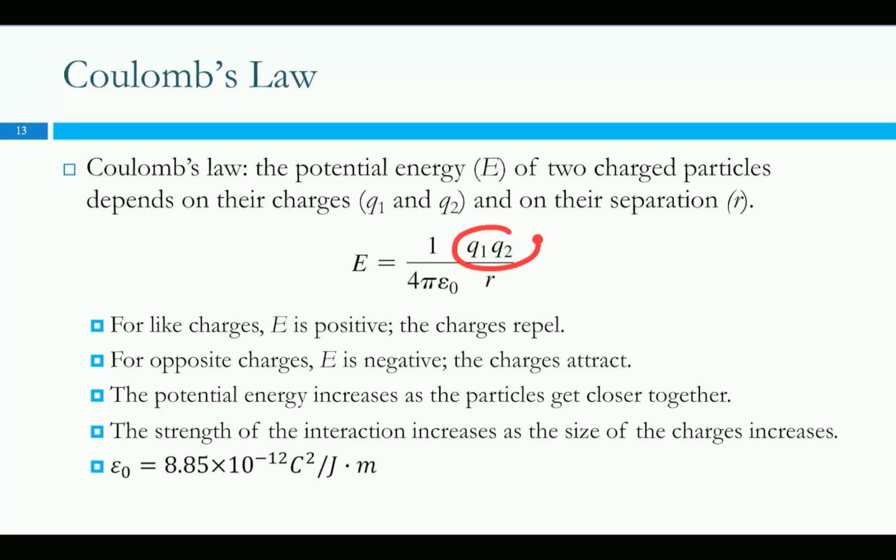So larger charges mean more potential energy. Being closer means more potential energy, because if I make R larger, then I'm dividing by a larger number, and so the energy is going to be smaller. This is important because the reason the electrons want to be near a nucleus is because the nucleus has a positive charge. So the negative charge of the electron wants to get close to the positive charge of the nucleus so they can minimize the overall energy.